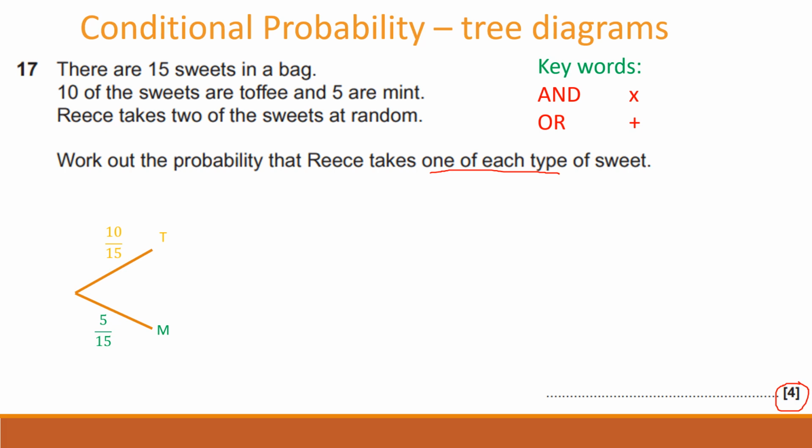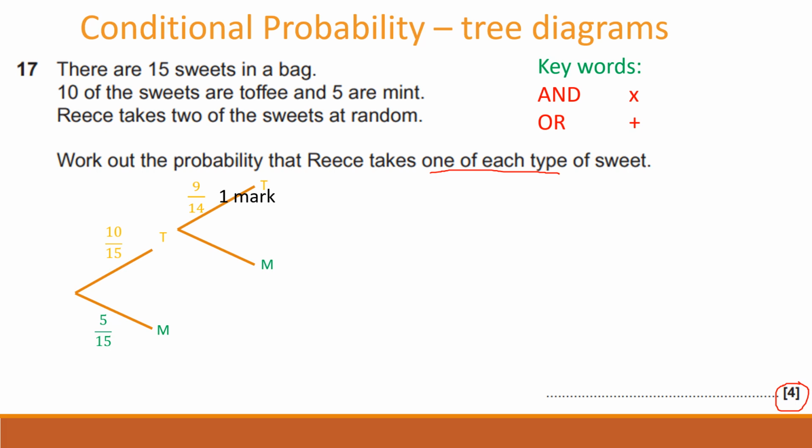So I'm looking on the top strand, I've taken out a toffee. Now Reese is going to pick out a different sweet. Okay? Now when he picks out a different sweet, there are only 14 sweets left in the bag. And if he's already picked out a toffee, then there were 10 toffees before, so now there are only 9 toffees left. So we've now got 9 out of 14 for my second pull out, which gives you a mark for spotting that you're going out of 14.